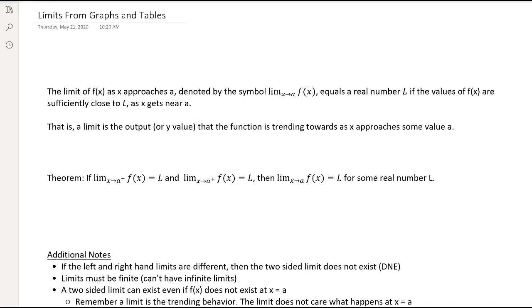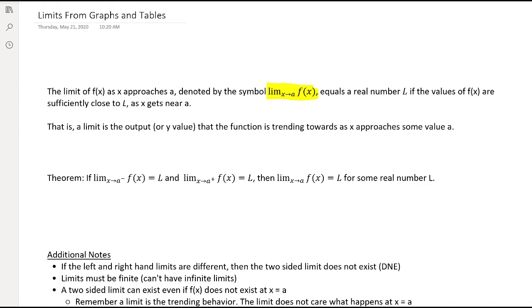So what's the definition of a limit? Well, the limit of f of x as x approaches a is denoted by this symbol here. And let me highlight it. So all of this is a symbol. And the way that you read this symbol is saying it's the limit, LIM is the limit, as x, and that arrow is pointing towards a, so as x approaches a, of some function f of x.